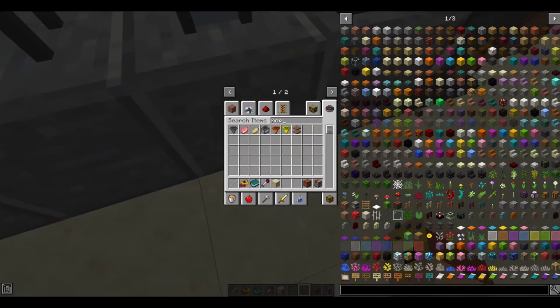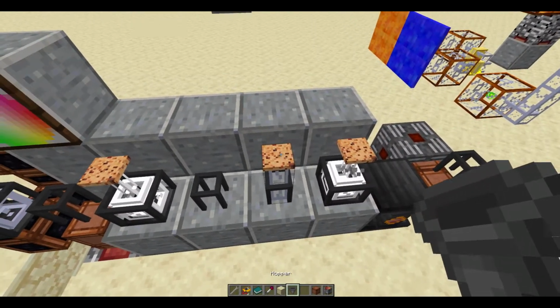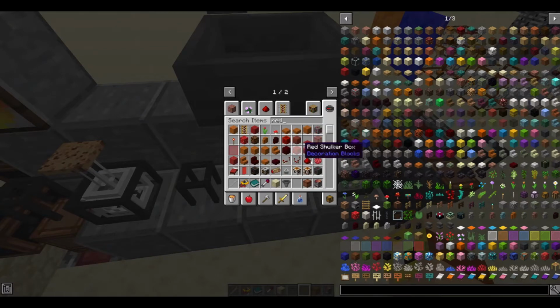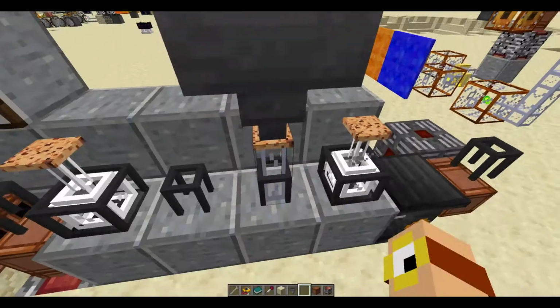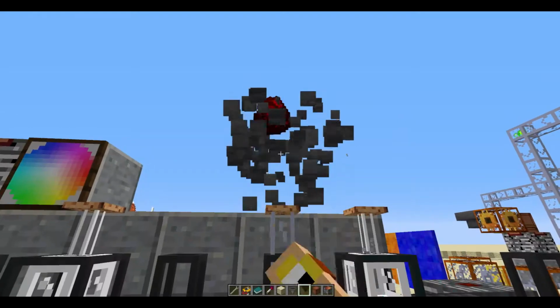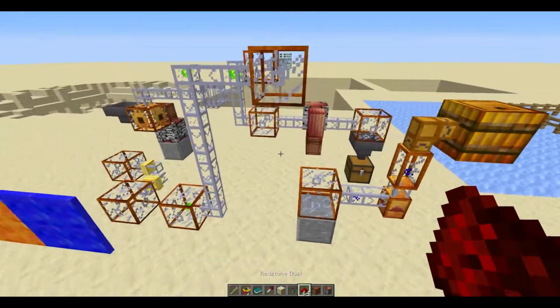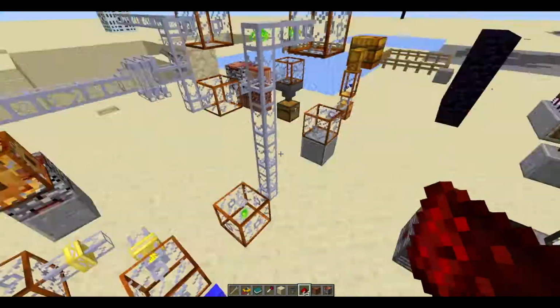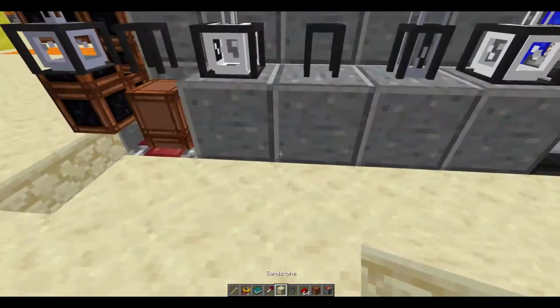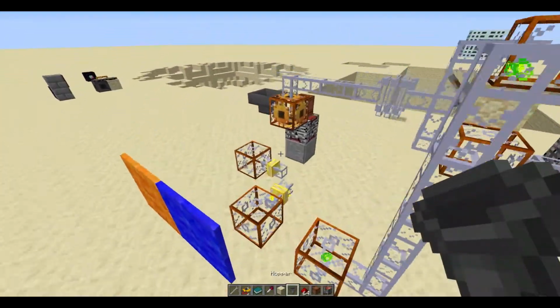Like, I can't even use hoppers on this. If I take a hopper and we've got an empty bottle here, if I try and put, let's say, redstone dust in with a hopper, it just doesn't work. Can't automate these. They're manual only. Can't really automate them very well. There's a little bit you can do.